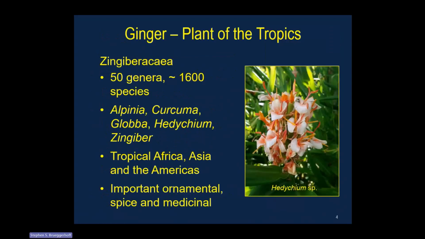So gingers are plants of the tropics. It's a very large plant family. The plant family is called Zingiberaceae. There's over 50 genera identified, which includes over 1,600 species within those genera. And the genera include Alpinia, Curcuma, Globba, Hedychium, and Zingiber. These are genera that you will commonly see in nurseries and retail outlets for sale.